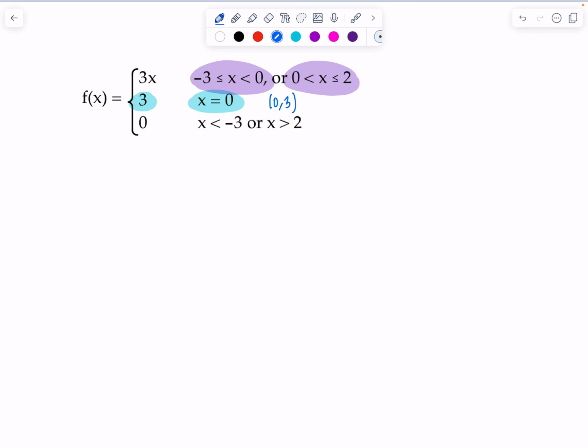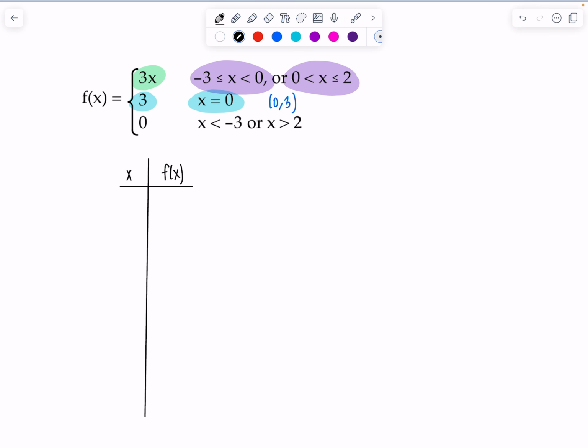And then f of x is 0, so just flat line, x-axis, for x is less than -3 or x greater than 2. So we can make a table if you want. If you don't need it, fabulous. Not a problem. No one's mad at you. Okay, so this is just a linear function. I don't need a ton of points, just a couple, right?